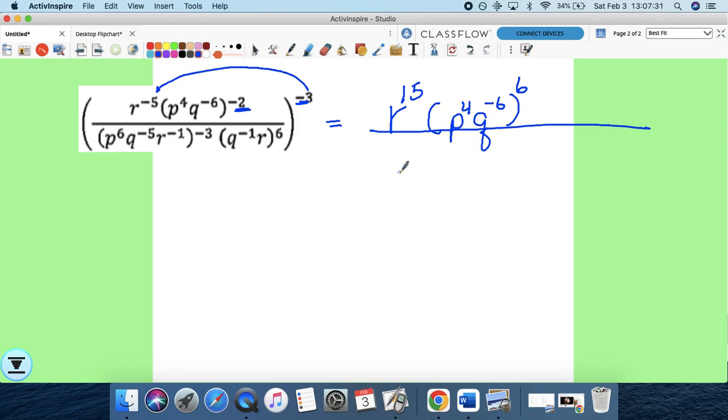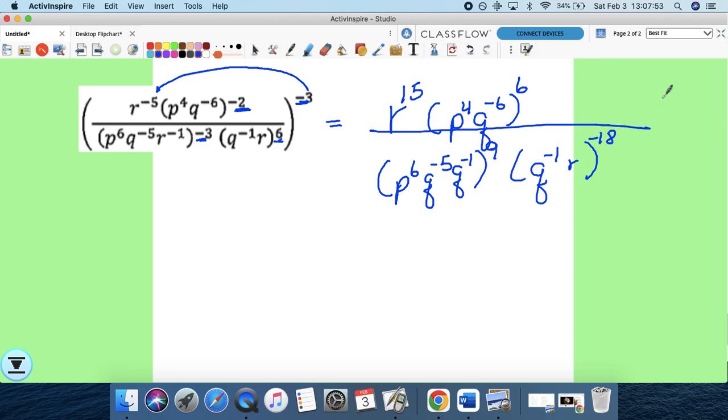So top is done. The bottom, now don't touch these yet. And then negative 3 and negative 3 is going to be positive 9. And then we have q to the negative 1, r, and this 6 multiplied by negative 3 is negative 18. And that's how you would do it. Now, this is gone. On the top, r to the 15th, so that's done. These two get multiplied, right? So we get p to the 24, q to the negative 36.